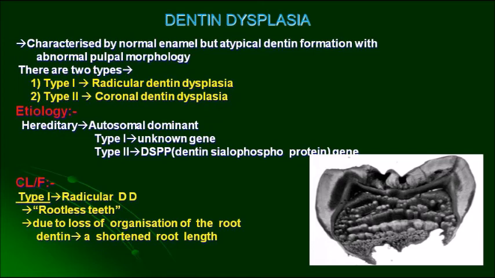Okay, same gene as that of dentinogenesis imperfecta. In case of dentinogenesis imperfecta also, DSPP is the gene involved. Okay, now in case of dentine dysplasia, the clinical feature is very important.